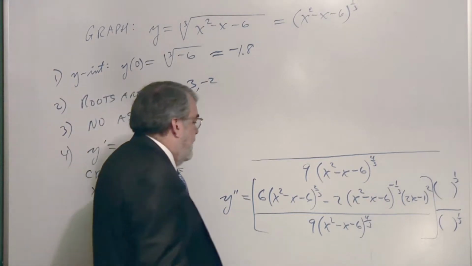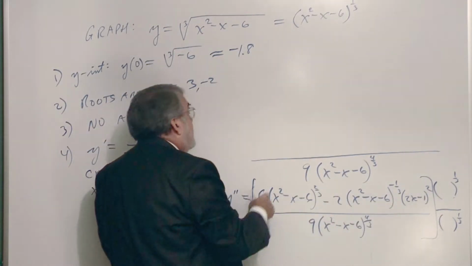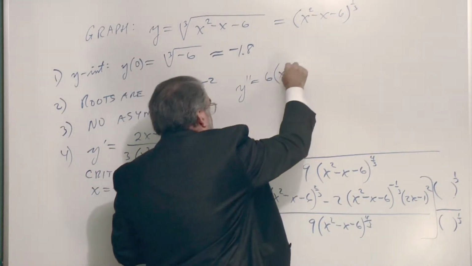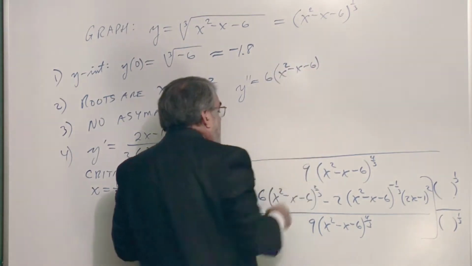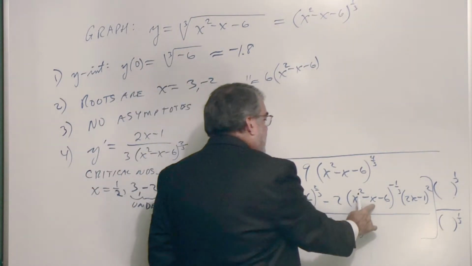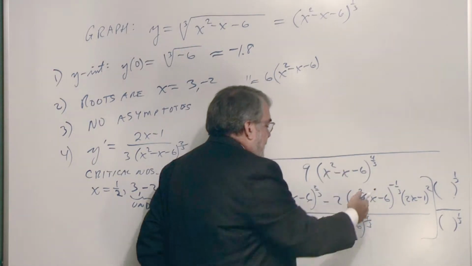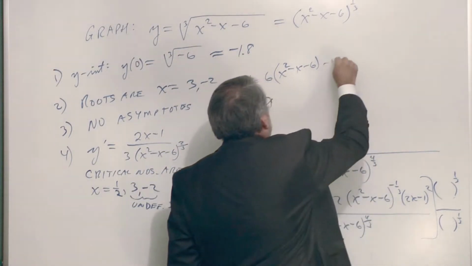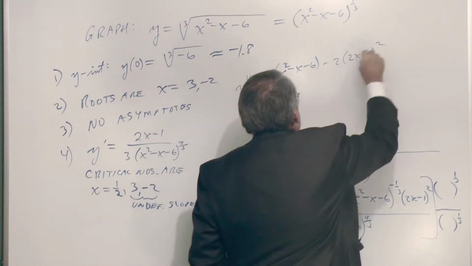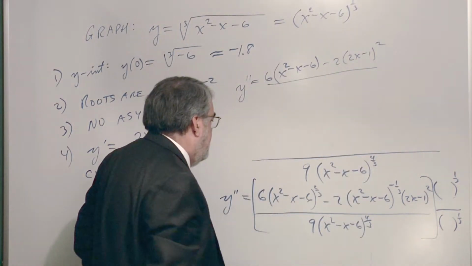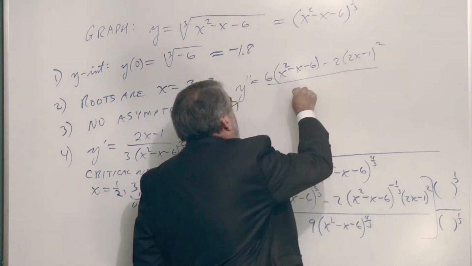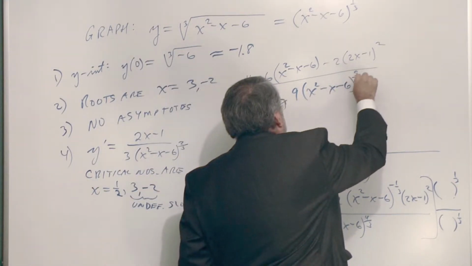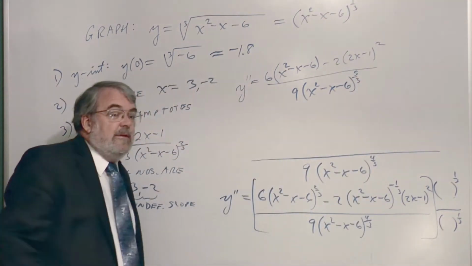So, alright, if I multiply here, I'm going to get first power. So y double prime up here is going to be 6 parentheses x squared minus x minus 6. Okay, and then this will cancel, leaving a 0 power, which would be, the parentheses to 0 would be 1. And then I have minus 2 times 2x minus 1 squared, divided by, this will be now 9 parentheses x squared minus x minus 6 to the 5/3. There it is, our beautiful second derivative.